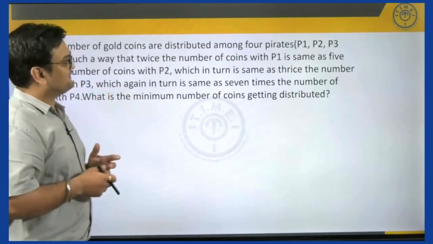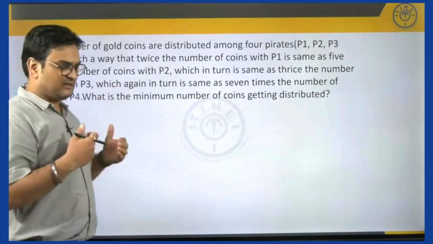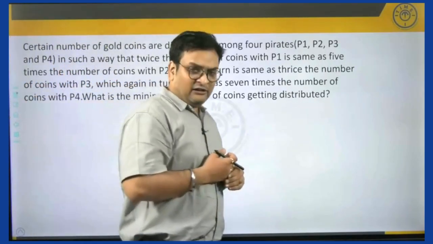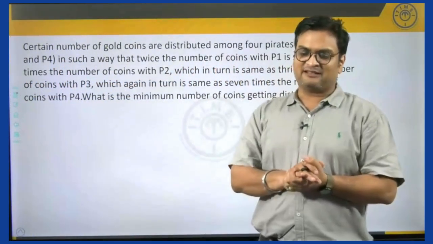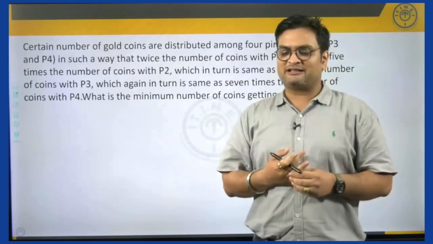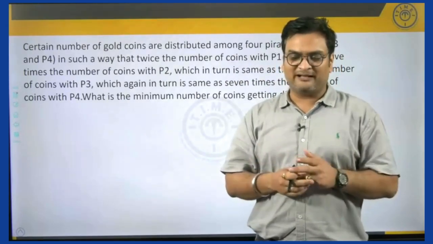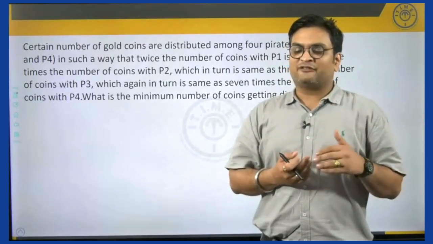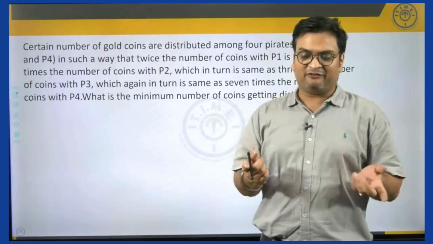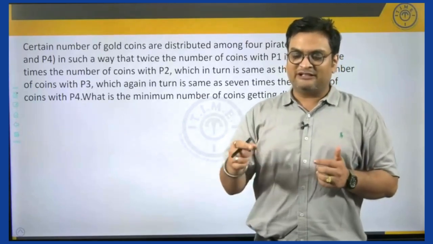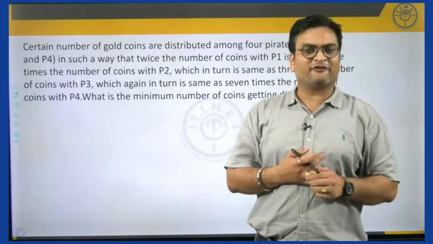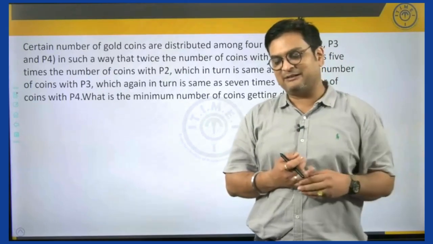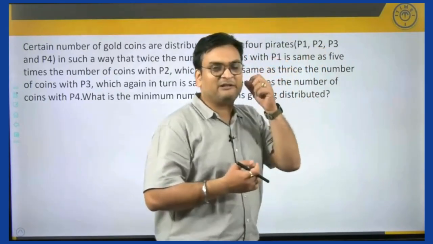Now if you look at this question, in ratios we come across such conditions quite often. If you read this question, it says certain number of gold coins are distributed among 4 pirates, P1, P2, P3, P4, in such a way that twice the number of coins with P1 is same as 5 times the number of coins with P2, which in turn is same as thrice the number of coins with P3, which again is same as 7 times the number of coins with P4.